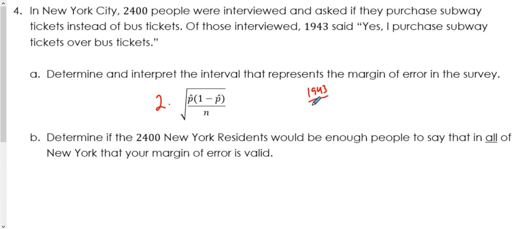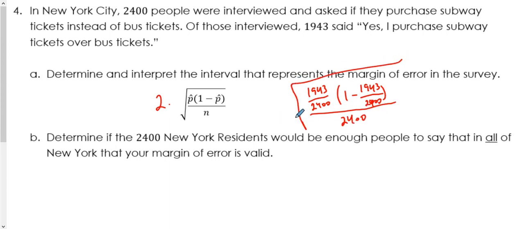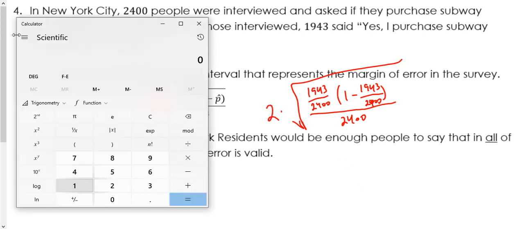So again, we've got 1,943 over 2,400 times 1 minus 1,943 over 2,400. We're going to divide that by 2,400, take the square root of that, and then times it by 2. 1,943 divided by 2,400 gives me this value. Then we're going to times that by, in parentheses, 1 minus 1,943 divided by 2,400.